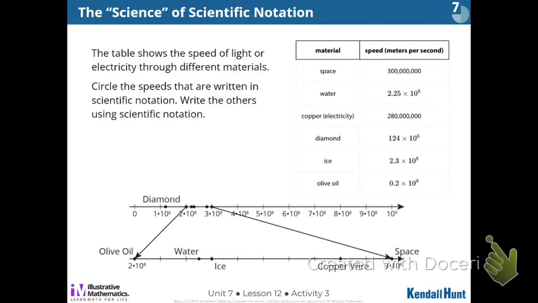Okay, who can tell me what they circled at their table? Ari, what did you guys circle? You circled water, ice, olive oil? Anybody circle something different? Livia, you circled water, diamond, ice, olive oil. Okay, anybody circle anything different? Josiah, ice, water, olive oil. Okay, I'm going to circle all the scientific notations. You ready?